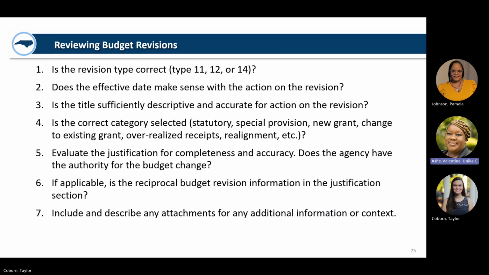Is the correct category selected? Is the justification complete and accurate? Is the reciprocal revision justified in the justification? Have you included all the attachments that support this revision? By doing this, it will help you eliminate any delays with the revision getting approved.